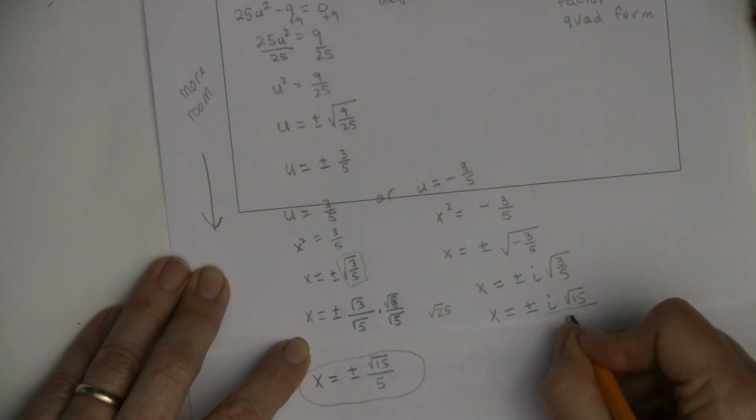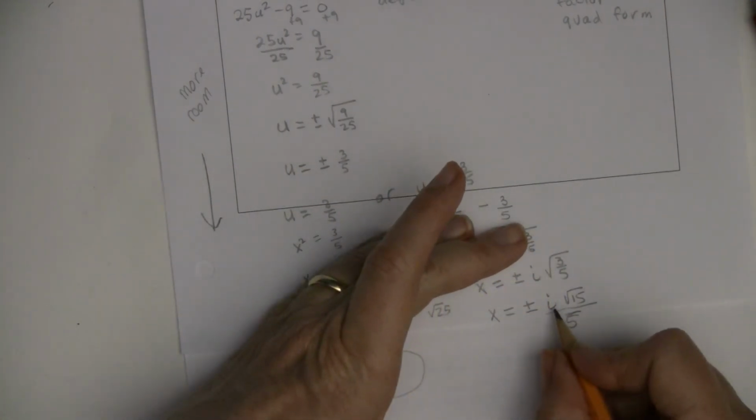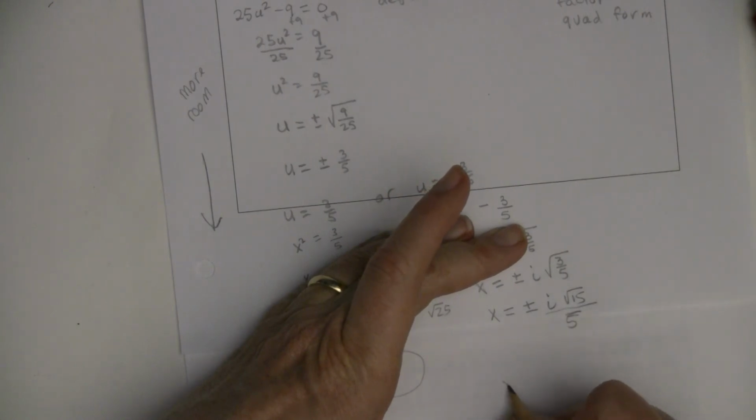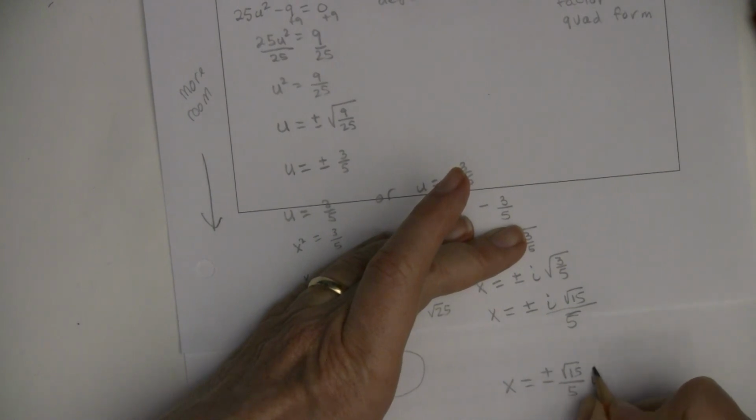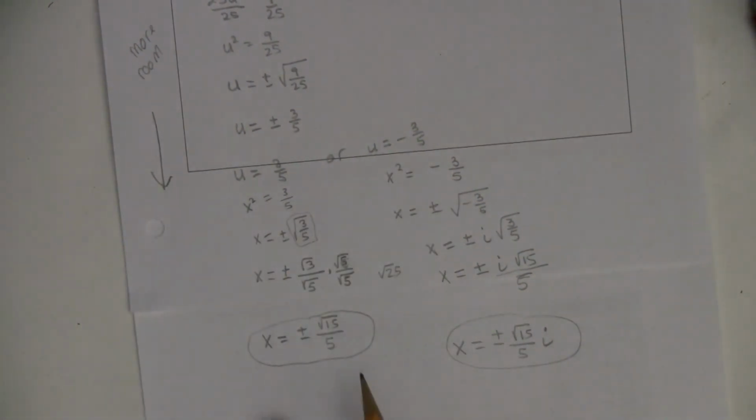And depending on the book that you're using, they'll write the i first or they'll write the i last. So I'm good with either. So you could write it like this. And that would be wonderful. Those are 2 more answers. These 2 answers were real. These 2 answers are imaginary.